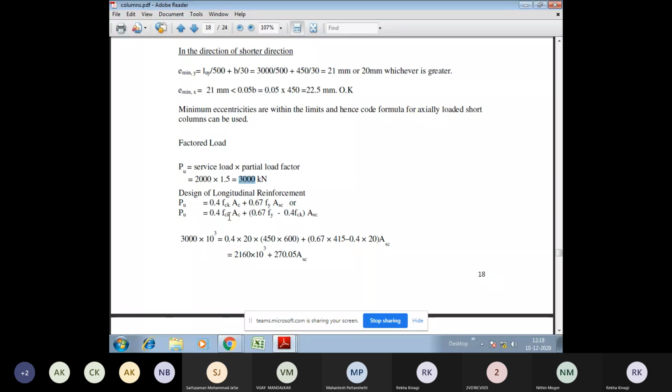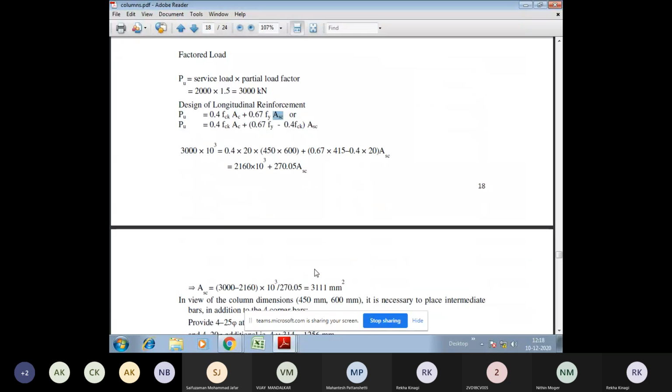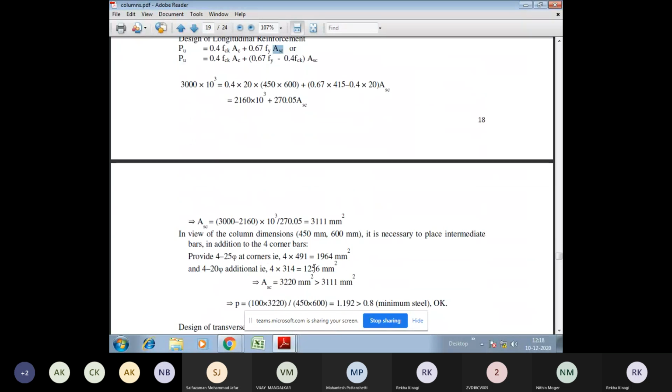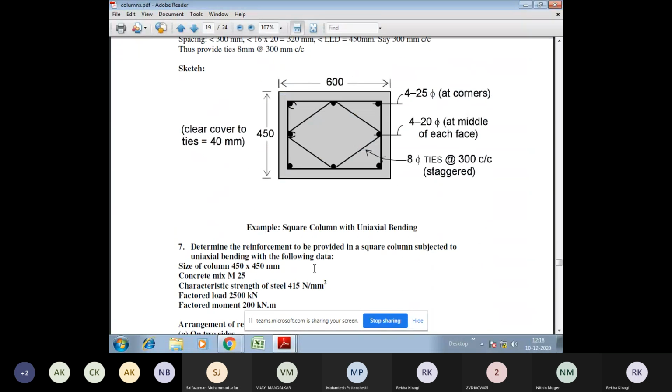Now the design of longitudinal reinforcement, we can do it as Pu is equal to 0.4 FCK, FCK value is given to us, into area of concrete. Here, area of steel and area of concrete, they are not known to us. If they are not known, what we can do is, we know the gross area.